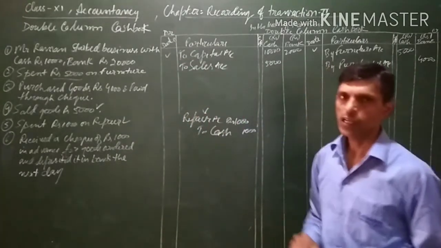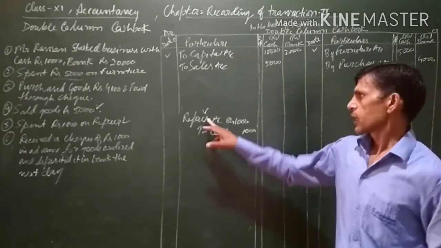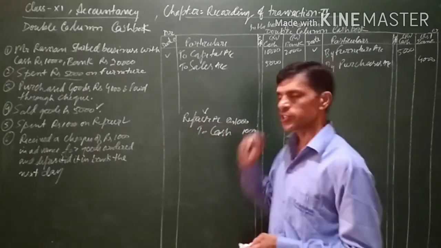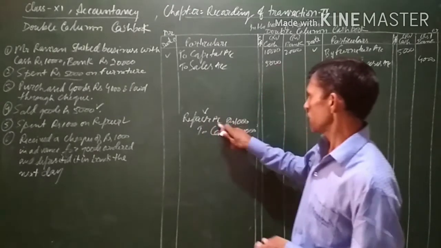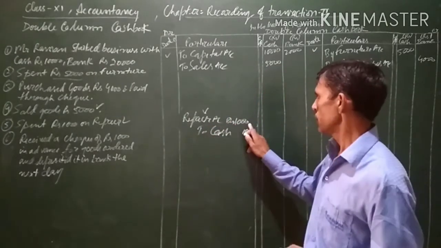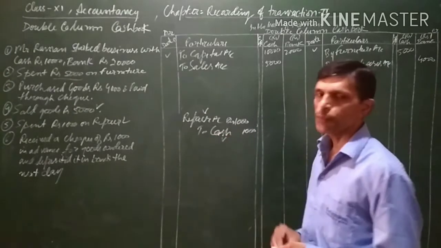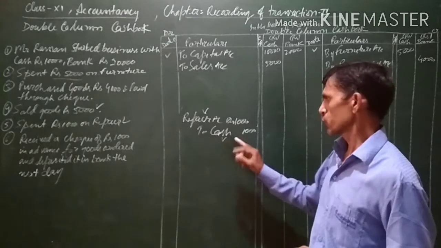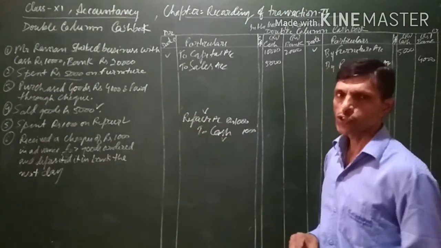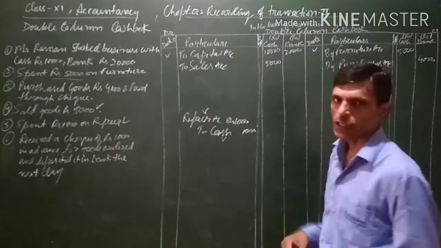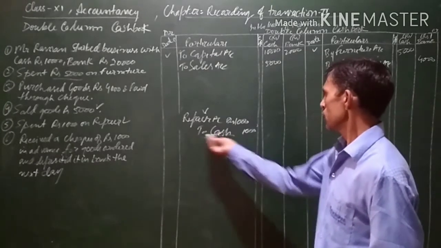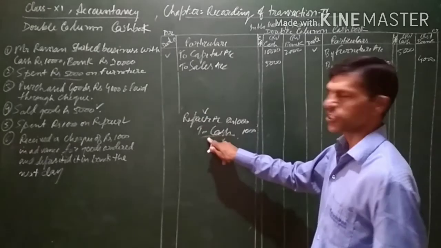Now see, we have spent 1,000 on repair. Repair is an expense, and the rule for expenses is: debit all expenses and losses. So the repair account will be debited, and since on account of repair we will be paying cash also, if you get something repaired, you have to pay something for the services which you have availed. So here the cash account is being credited, repair is debited and cash is credited.